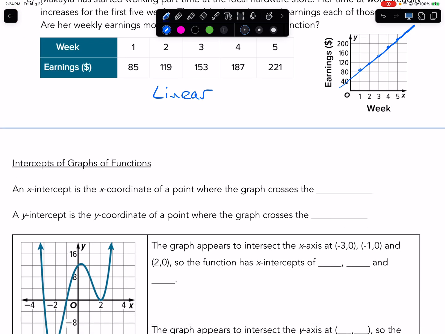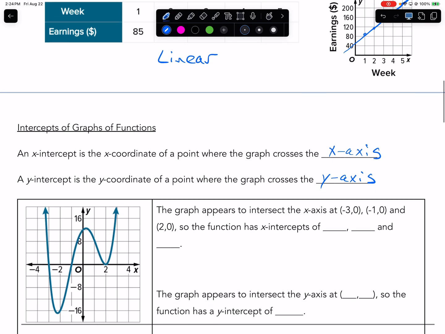Okay, an x-intercept is the x-coordinate of a point where the graph crosses the x-axis. Next one's going to be the y-axis. You can just guess without even reading it. It's going to be like that, right? But read it and just double check.